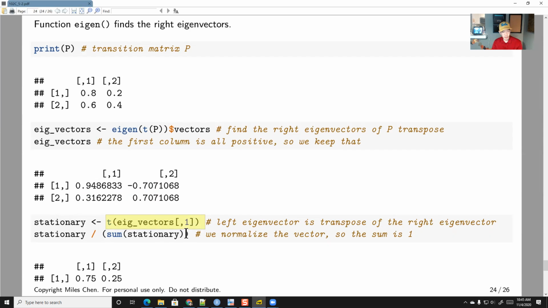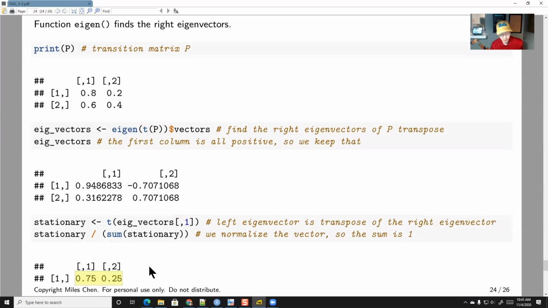And to normalize this, I need the sum to equal 1. So I'm going to take this eigenvector, which is 0.9486 and 0.3162, take the sum of those and divide each of those by the sum, because this adds up to something bigger than 1 right now. And then when we do that, we get the same stationary distribution that we found earlier, 0.75 and 0.25.